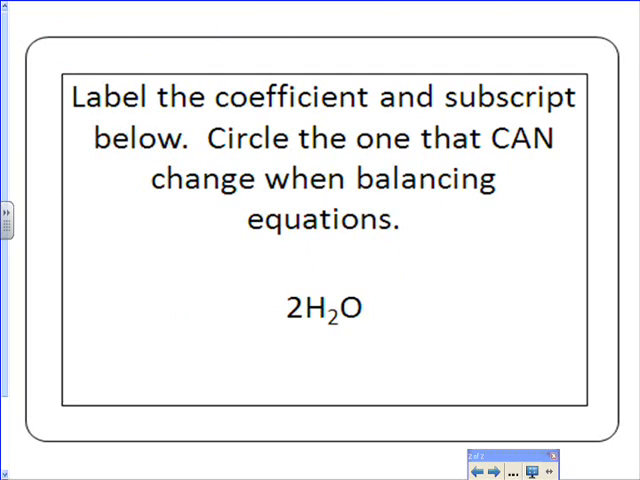Okay, now guys, you have something in your notes that said label the coefficient and the subscript below. Circle the one that can change when balancing equations. So pause the video, go ahead and answer these questions, and then resume to see the answers. All right, this right here is the coefficient. And this right here is the subscript. And then it said circle the one that can change. The coefficient is what can change when you're balancing equations, not the subscript.